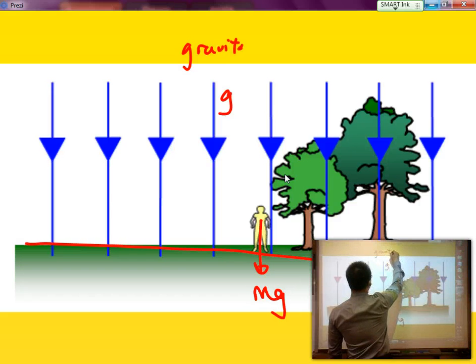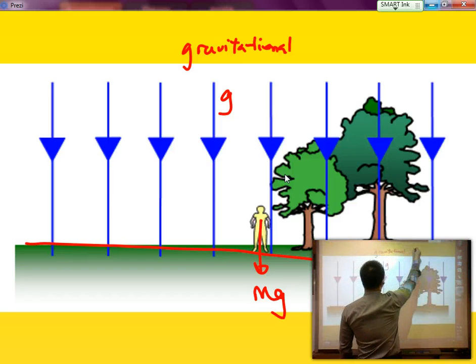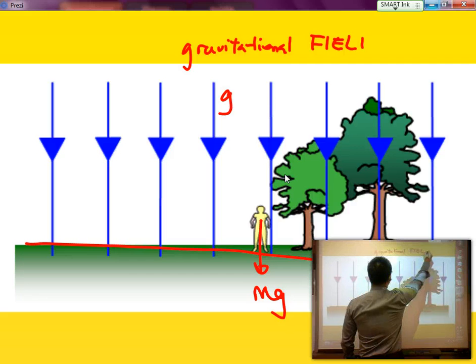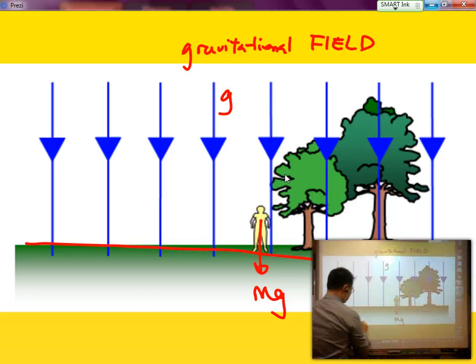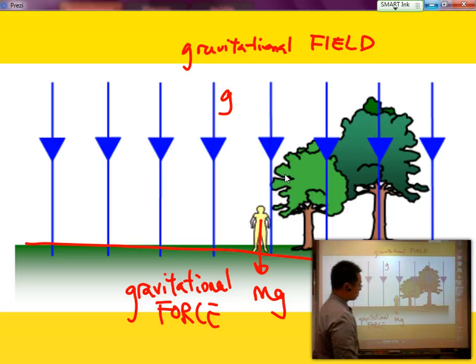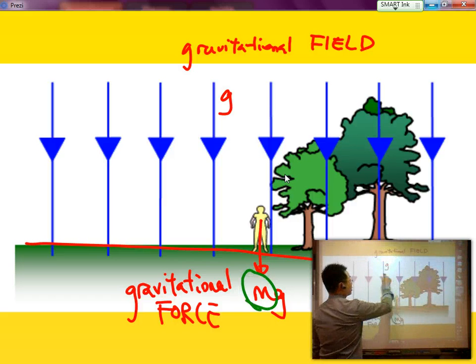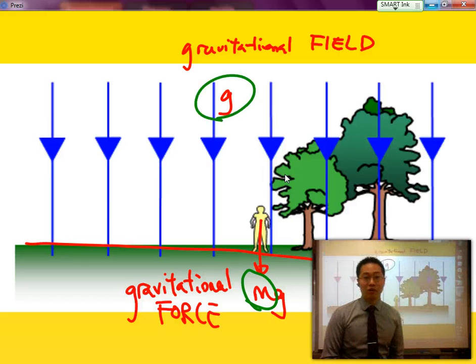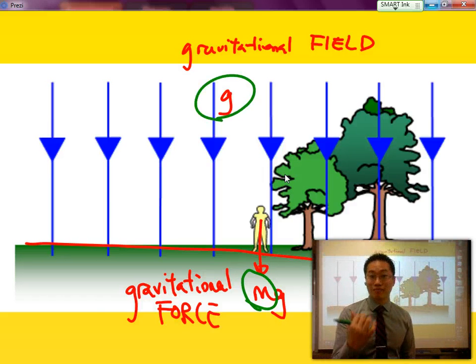So gravitational field versus a gravitational force. Don't confuse the two terms. Now, is this person's mass the mass that's creating this gravitational field? No. Of course, that's going to be the massive mass of the Earth itself.